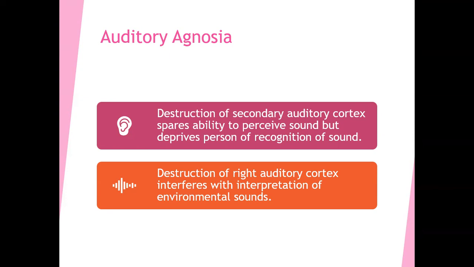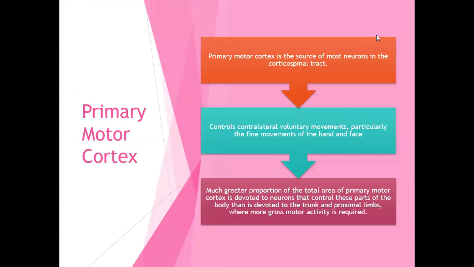Interestingly enough, destruction of the right auditory cortex interferes with interpretation of environmental sounds. We will see that as well when we start to get into other effects of lesions in different areas. We'll see where the right side affects one area and the left side affects another. So very interesting. We will talk about motor cortices in the next lecture.